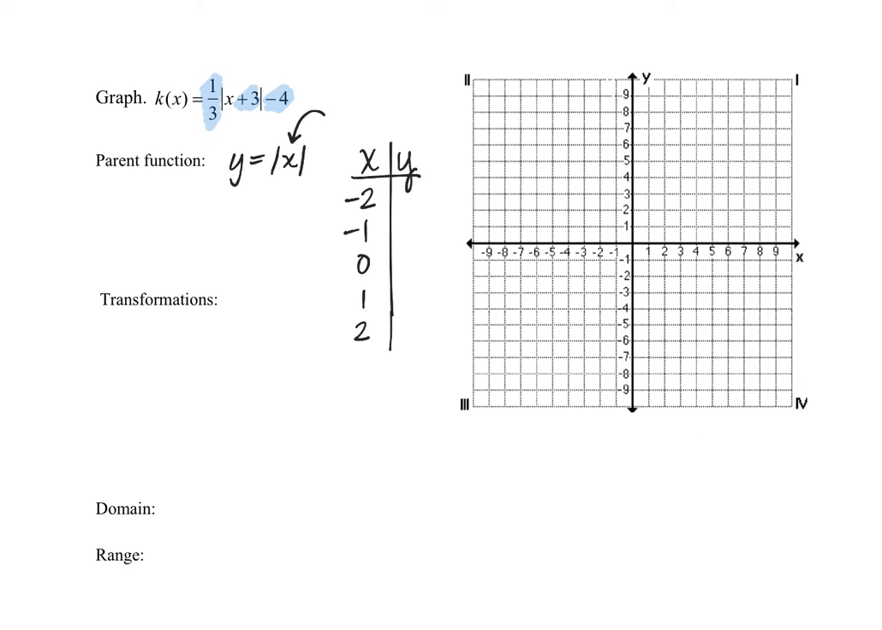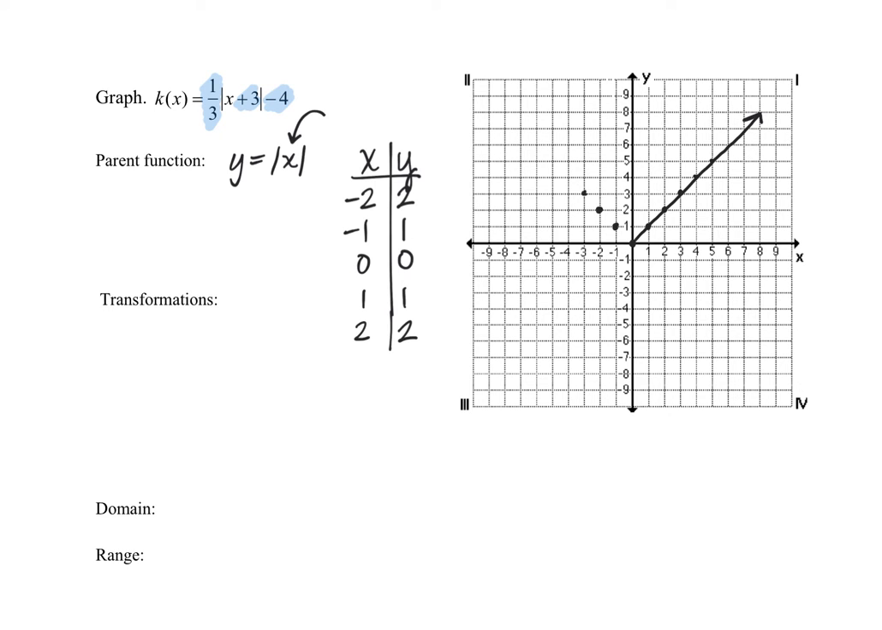So the absolute value of -2 is +2, the absolute value of -1 is 1, and so on. We know that we're always going to get out a positive y value or a positive output for this parent function. And if you graph the points in our table, (-2, 2), (-1, 1), (0, 0), (1, 1), and (2, 2), we start to see that we get this V shape. And that is the basic shape of the absolute value of x function.